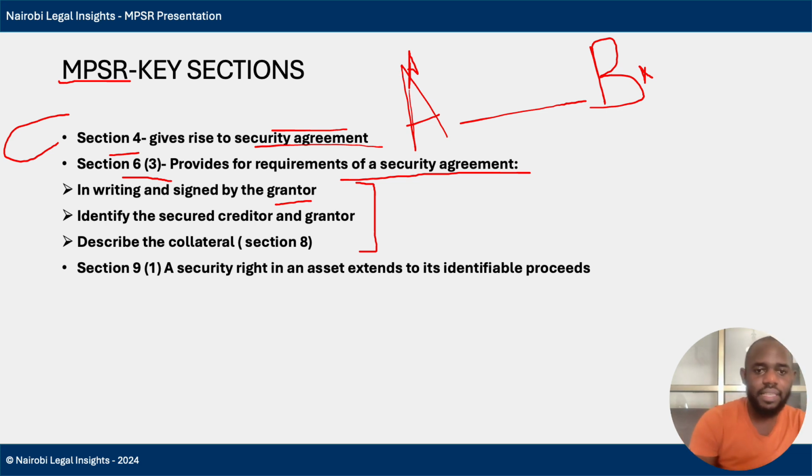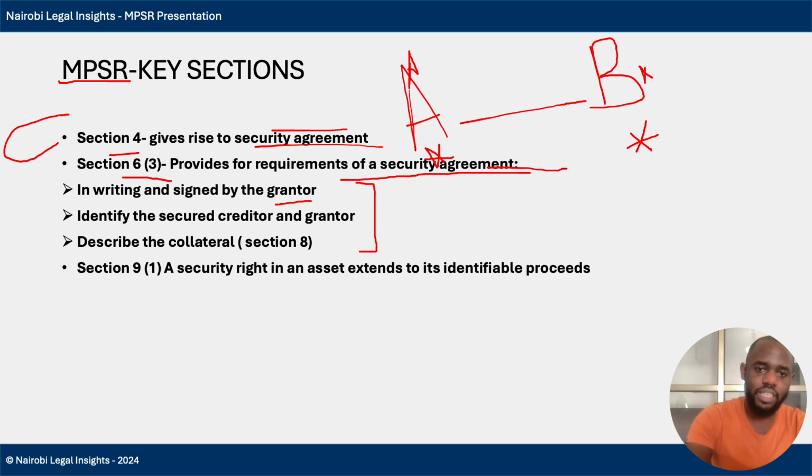The other key thing is that within that agreement, you must identify the secured creditor and the grantor, meaning that all the details of the grantor, this is the one being given the money, and they're transferring their security interest in their property to person B. This secured creditor must have all their details well captured within the security agreement.